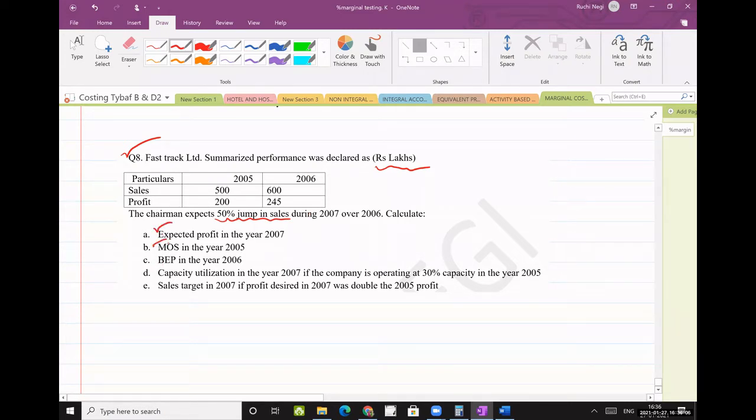Okay. MOS in the year 2005, BEP in the year 2006, and capacity utilization in the year 2007 if company is operating at 30% capacity in the year 2005. And then sales target in 2007 if profit desired in 2007 was double the 2005 ka profit. Okay, so this is the question. Let us start with, yeah.